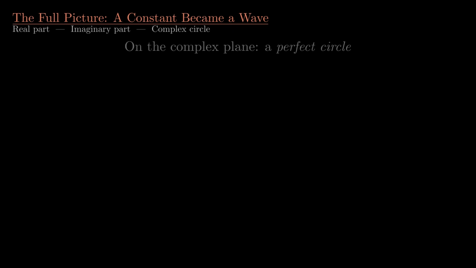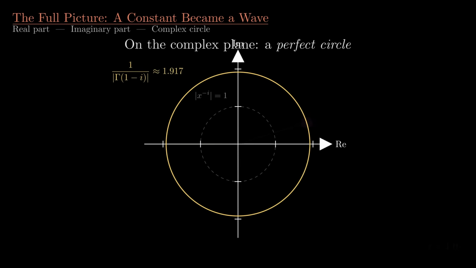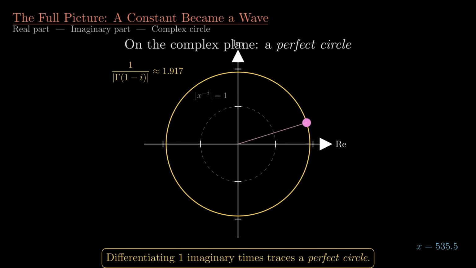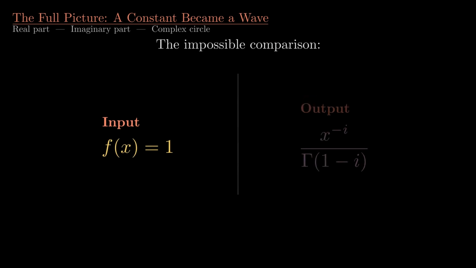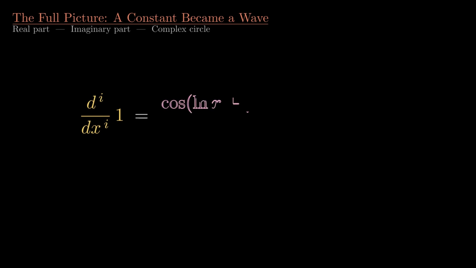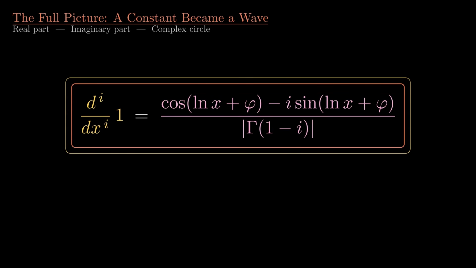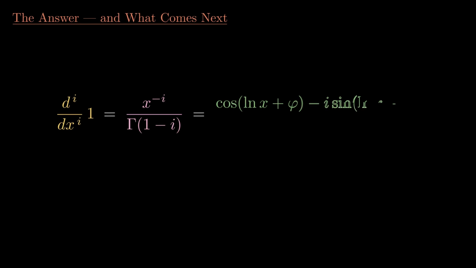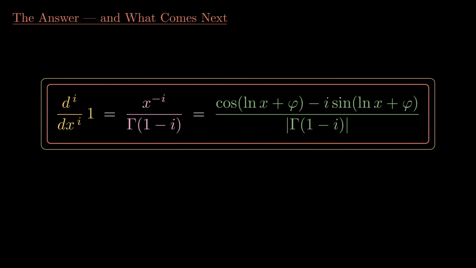But the true geometry reveals itself on the complex plane. If we track the combined output as x increases, the real and imaginary parts work together to trace a flawless, endlessly repeating circle. It is a truly stunning contrast. We started with the flat, boring constant 1, but by differentiating it exactly I times, we transformed it into a perpetual rotating wave.